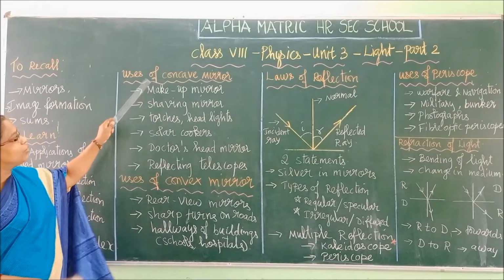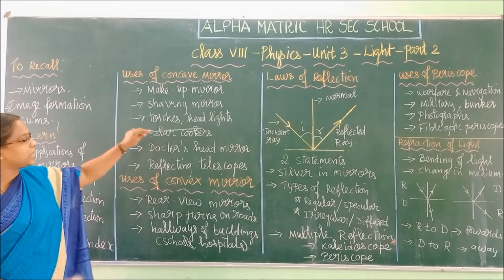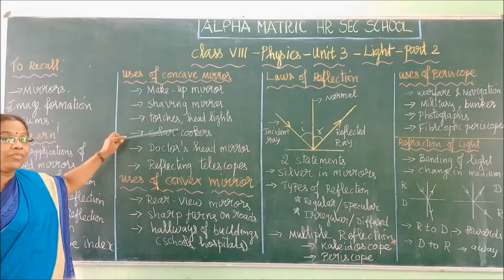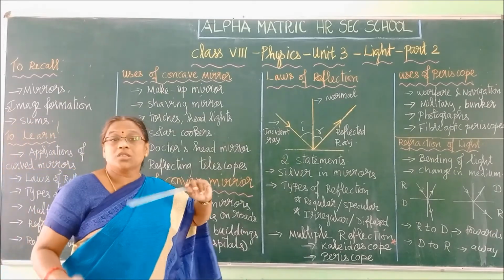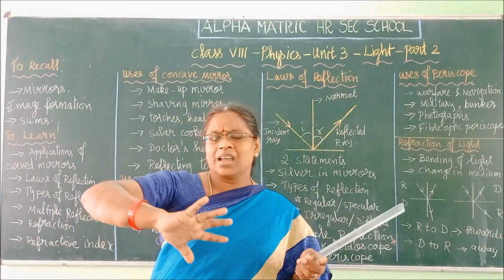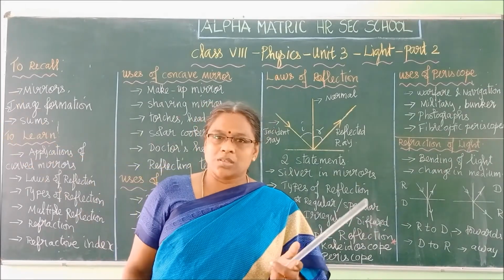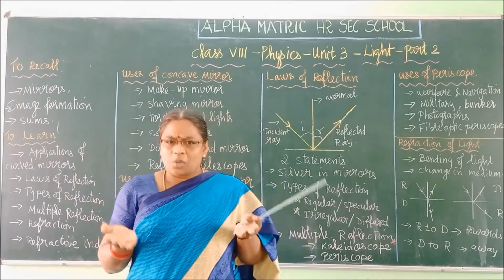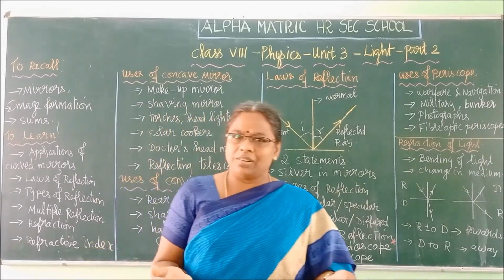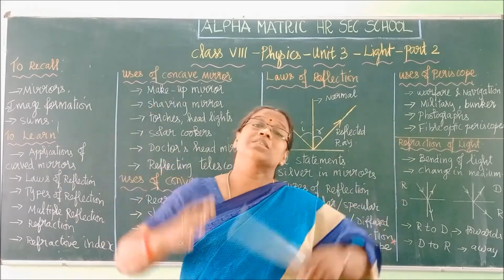Right? So where do we use concave mirrors? It is used in makeup mirrors, shaving mirrors, torches and headlights, solar cookers and furnaces. Furnaces means what, children? Where we heat food in a bigger way. So it is a higher scale of solar cookers. Solar cookers are used in a domestic way, in houses, in a smaller way.